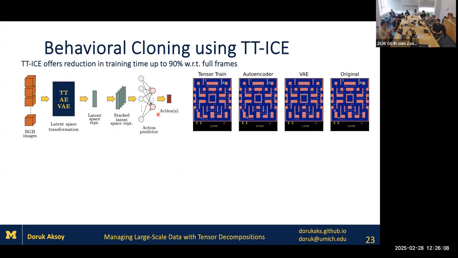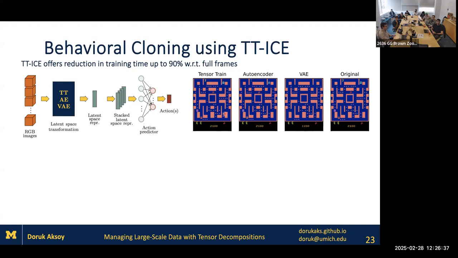If you look at the reconstructions of gameplay frames specifically for Miss Pac-Man, we can see that the autoencoder is doing partially a good job. I know it would be hard for you to see, especially if you're far from the screen, but if you look at the variational autoencoder, you can see that it's struggling a lot. And with TensorTrain, the reconstructions with TT-ICE are just the same as the original image.